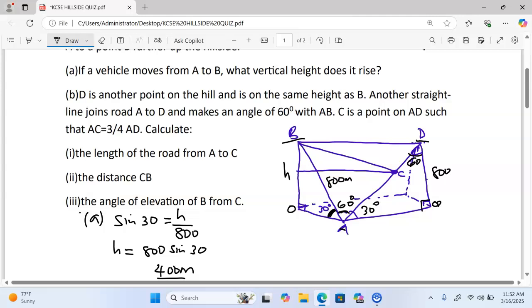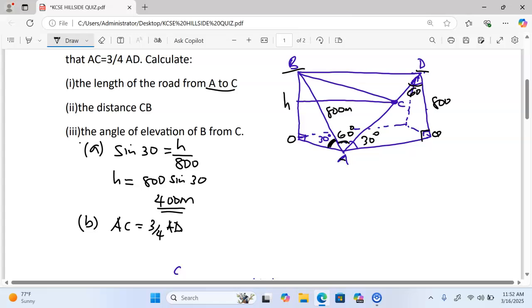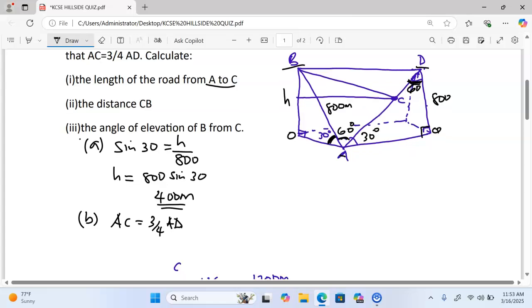From here now we can move and calculate the length of the road AC. Remember, we have also been told that AC is 3/4 of AD. So the first thing we need to calculate is AD. Remember, we have the angle 60, and the adjacent DQ with this angle, which is 800. Getting AD becomes very, very easy.